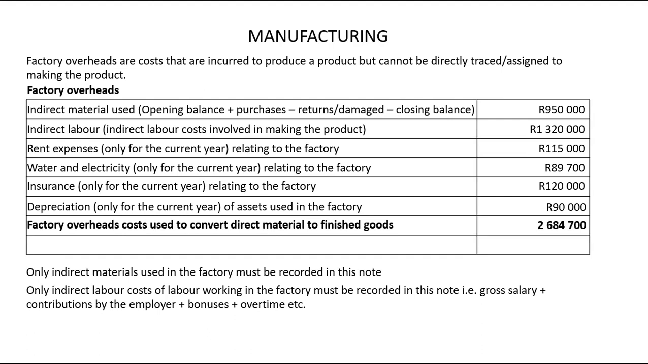Sometimes they'll tell you that during the production process, there were materials that were lost, like raw materials that were lost or damaged. Then we need to include those under factory overhead. So you will include them here as well, okay? The cost of those damaged goods.